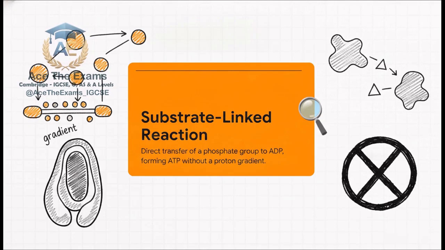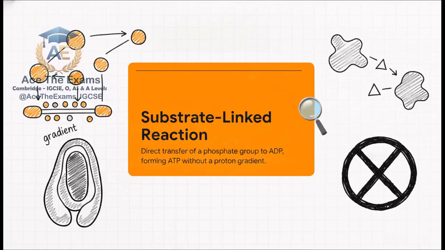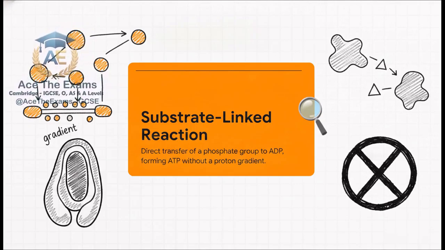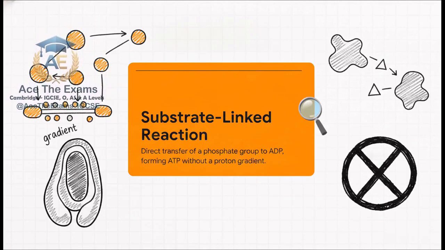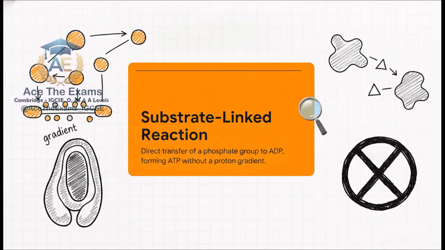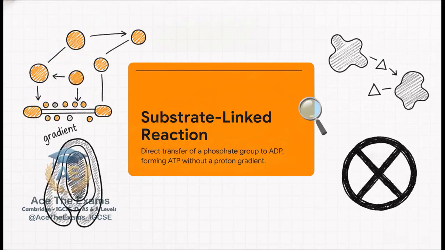This is a much more direct approach. It's kind of like handing someone cash instead of setting up a complicated bank transfer. It's just the direct transfer of a phosphate group straight from a substrate molecule directly to ADP. This forms ATP entirely without that proton gradient we just talked about.